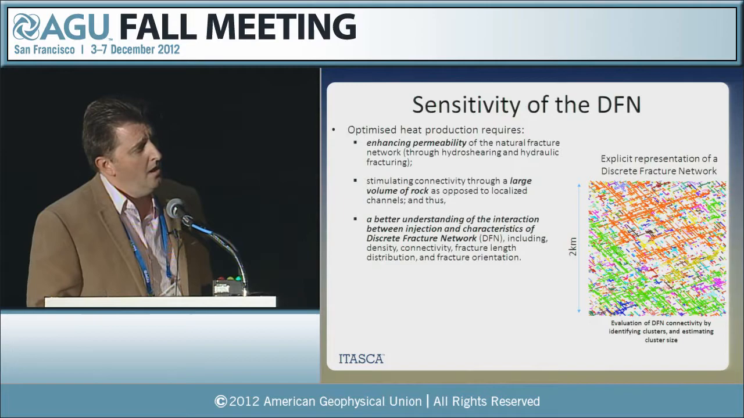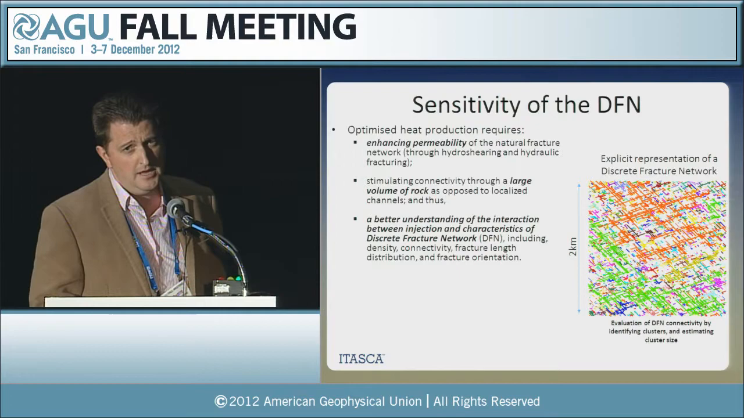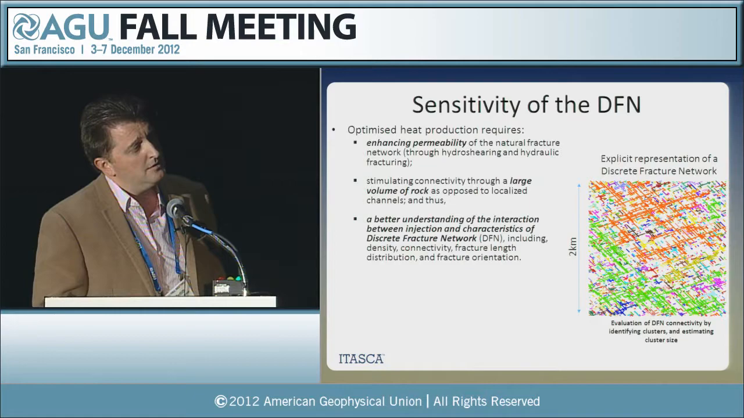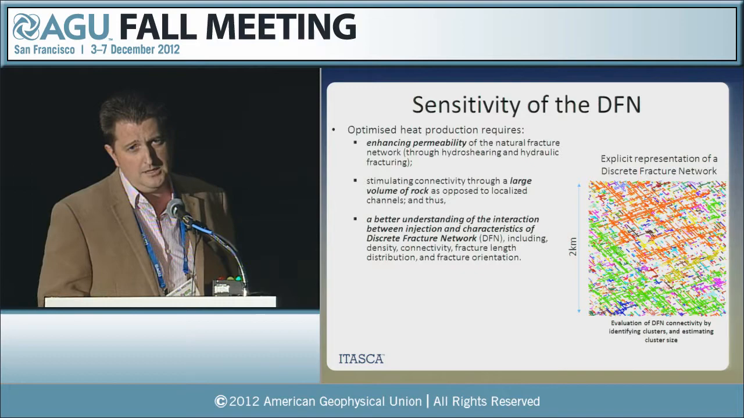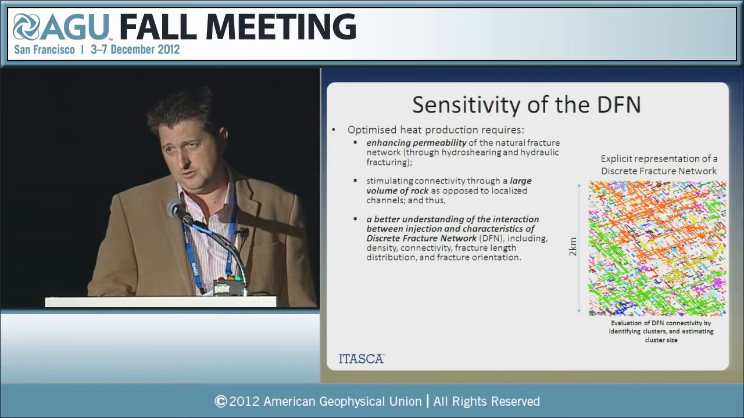On the right here, we have a representative DFN of a rock mass in two dimensions. This is a 2-kilometer block. There are 3,000 fractures in here of various lengths. One of the interesting things with these DFNs is that this is colored according to clustering of fractures. All of the fractures that are one particular color are connected in some way. So you don't just have a connection through a DFN that's homogeneous. You have a very heterogeneous connection through this rock mass, and that needs to be thought about within these designs.